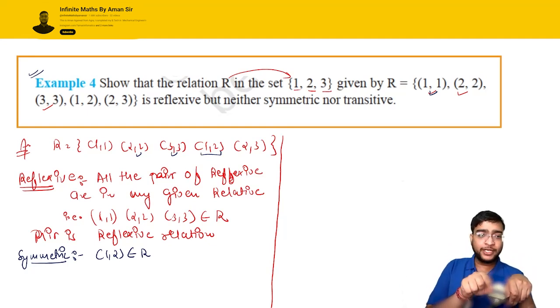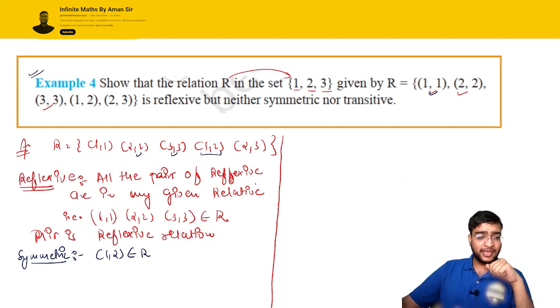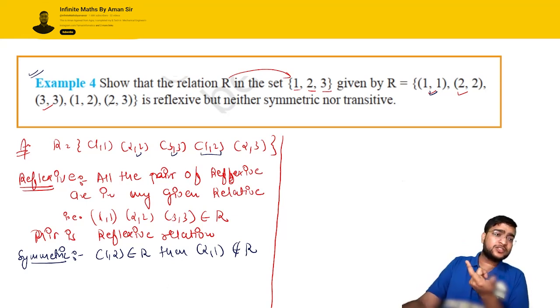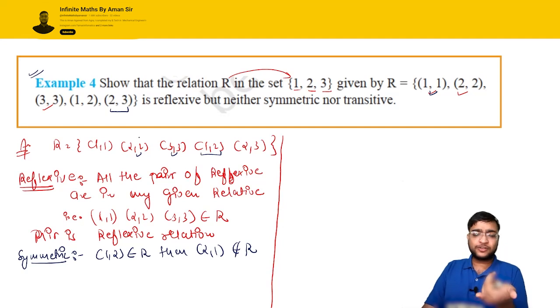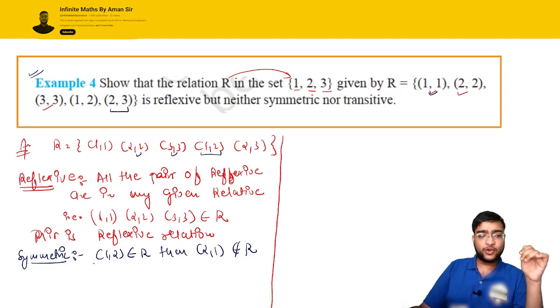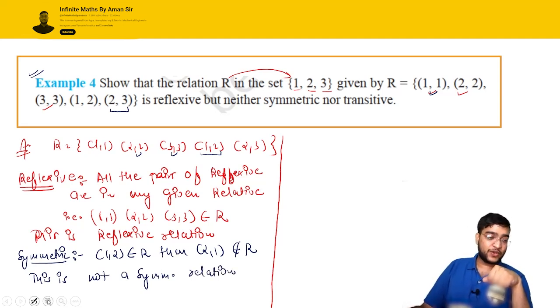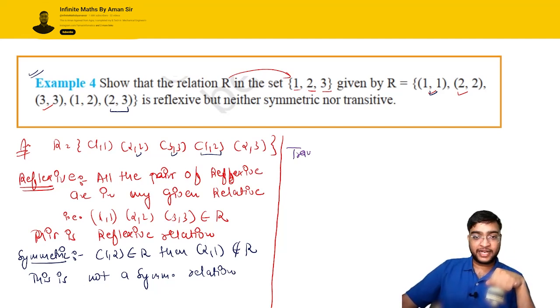So 1,2 is in my relation, but 2,1 is not in my relation here. So this is one false condition. You can also take 2,3 here, which is also a false condition. But for showing not symmetric, you just take one false condition, and that's all. So 1,2 is in the relation, but 2,1 is not. So ultimately, this is not a symmetric relation.